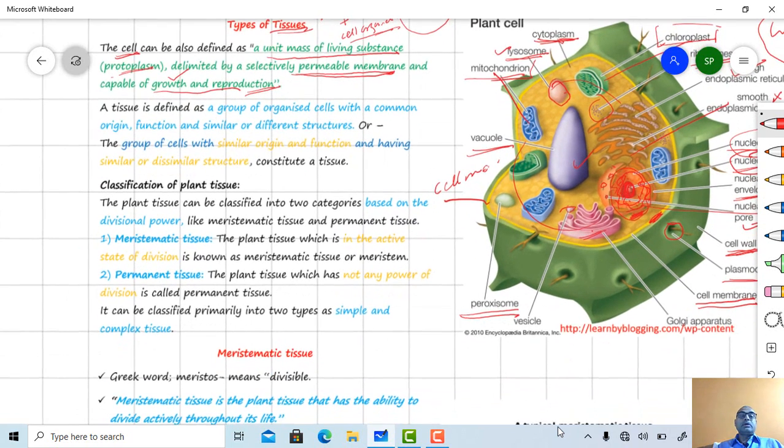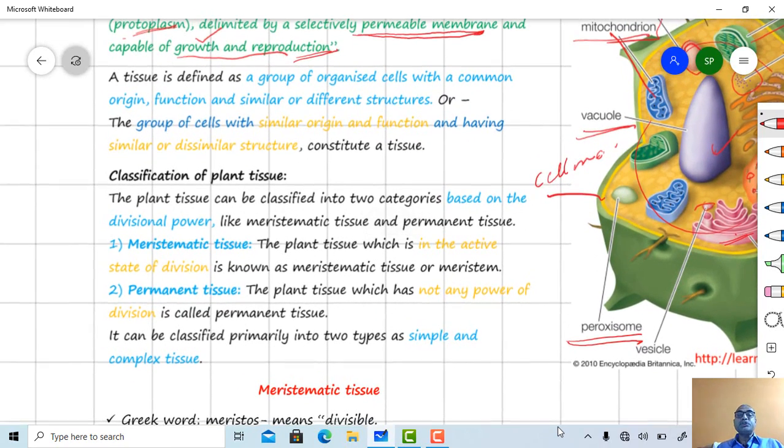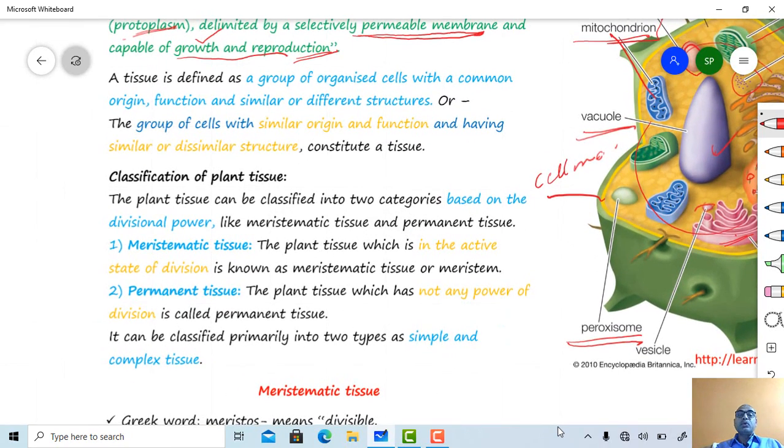Okay, let's go into detail about the tissue. What is a tissue? A tissue is a group of organized cells with common origin and function and similar or different in structure. So a tissue is a group of organized cells, and these cells have a common origin as well as function, but structurally they may be similar or may be different.